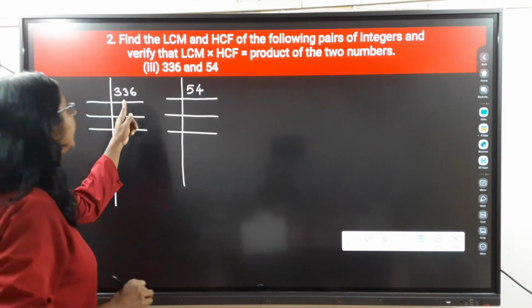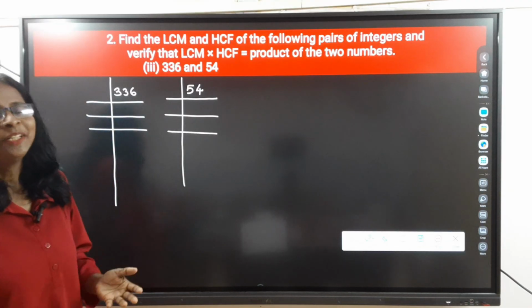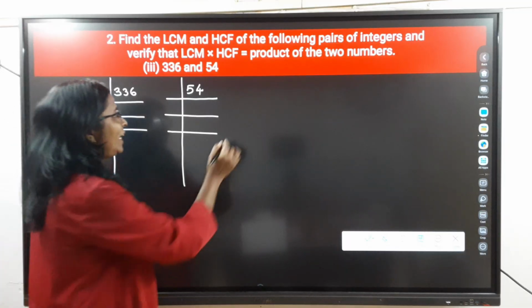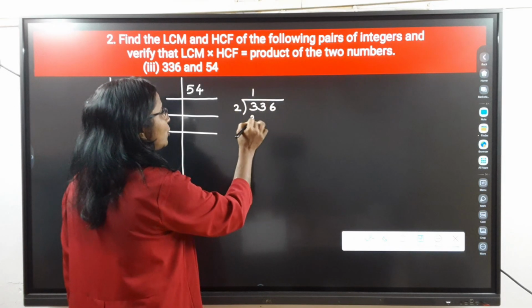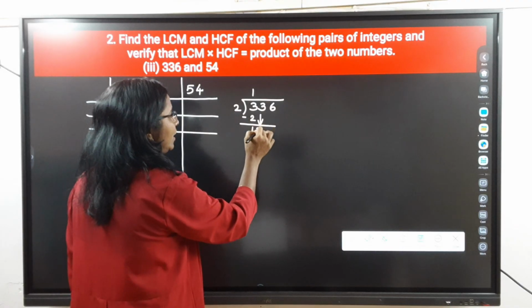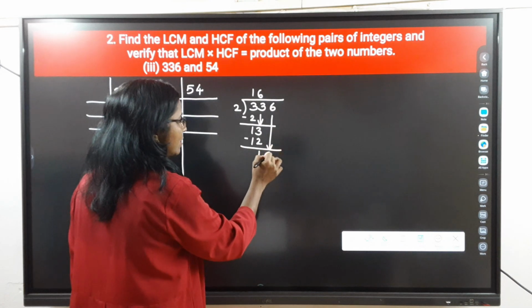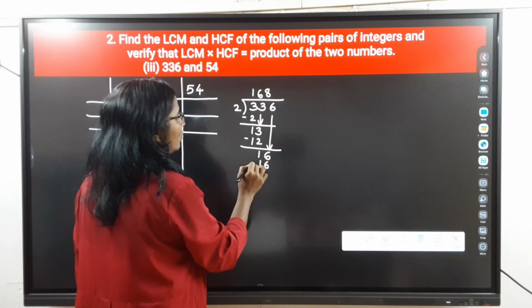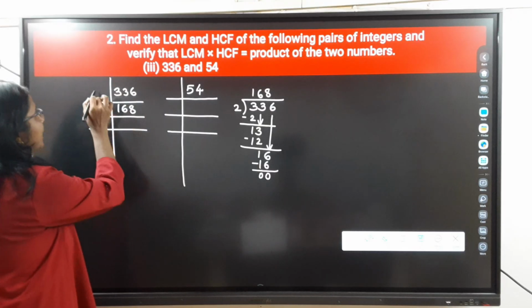Yes, so now in 336 at the unit place there is a 6, so it is divisible by 2. So 2 ones are 2, then 2 3s are 6, then 2 6s are 12, and 1, then 6, so 2 8s are 16. Okay students, that's why I write 168 here and 2.